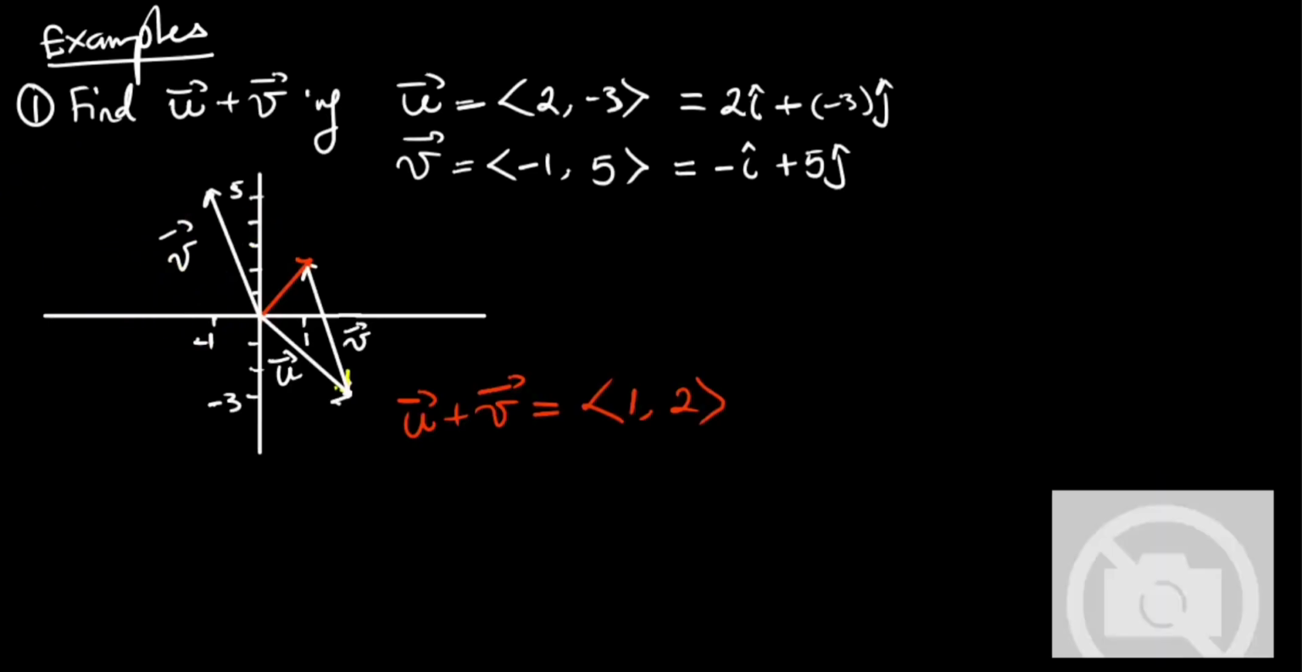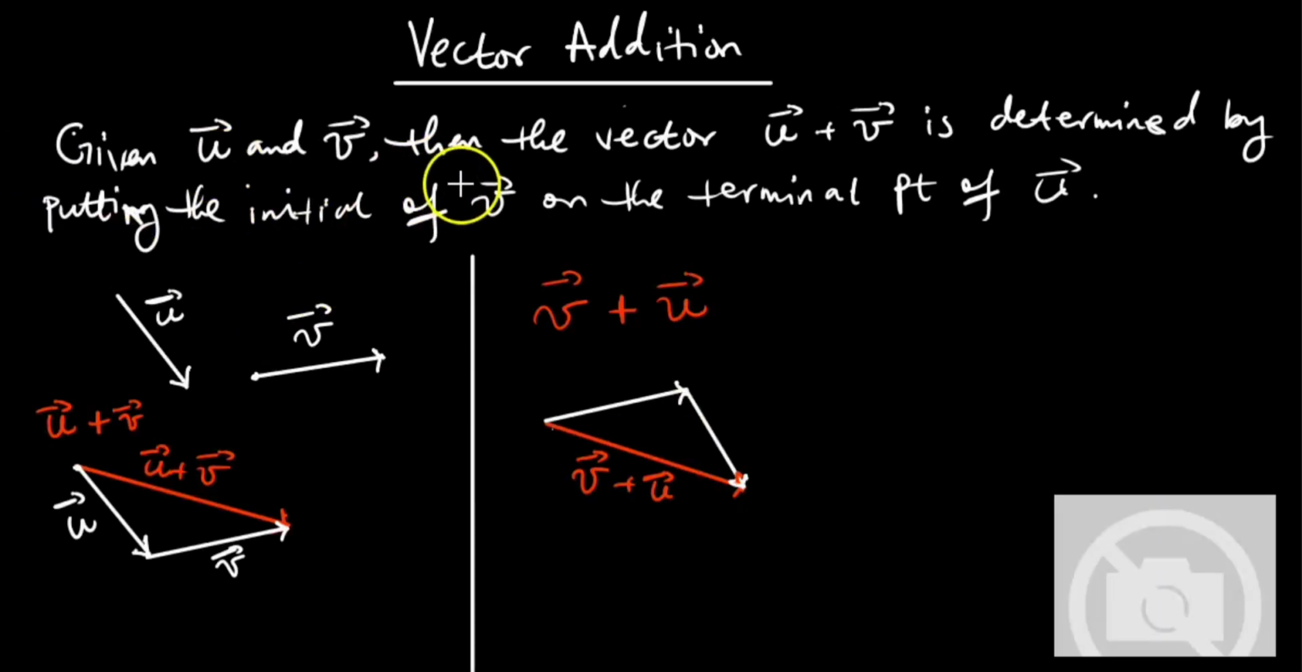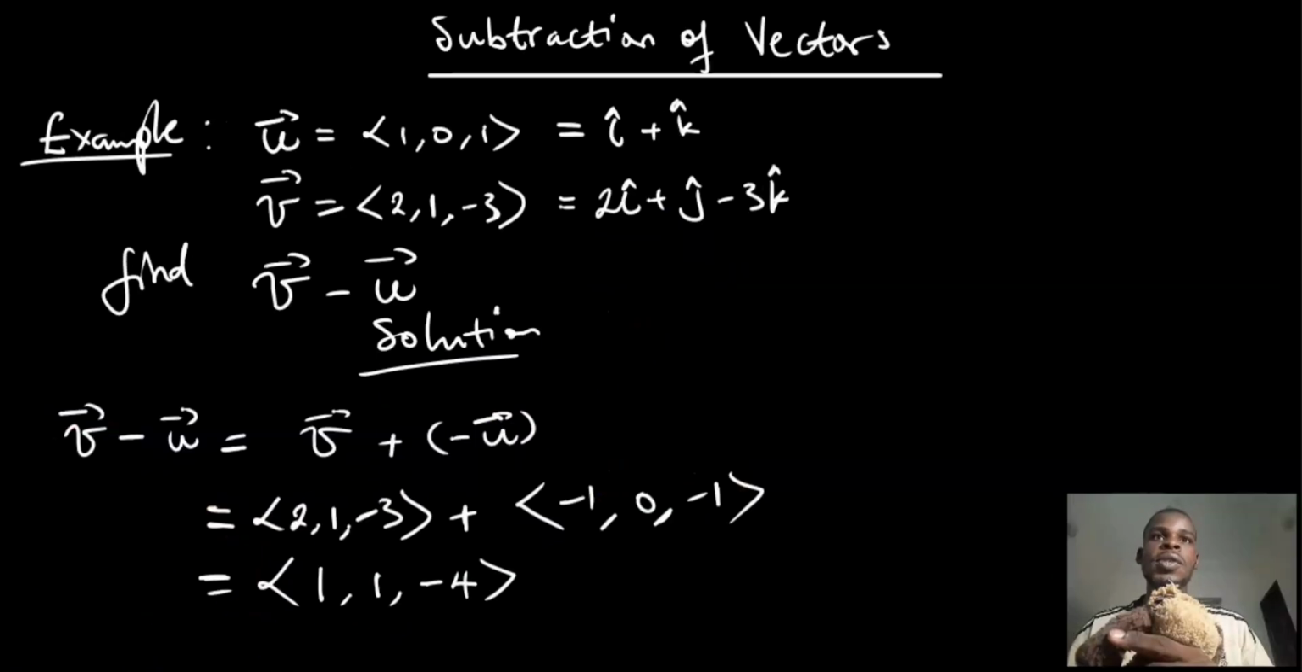So recall vector addition. We say given two vectors, the addition u plus v is determined by taking the initial point of the second vector v and putting it on the first vector u. And of course we also showed the other way around, that is if you reverse the order, the result still stays the same. So to add these two vectors, we'll have to put the initial point of vector negative u on the terminal point of vector v.